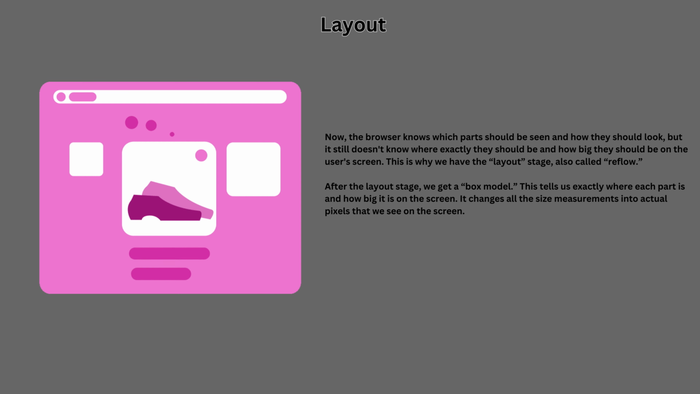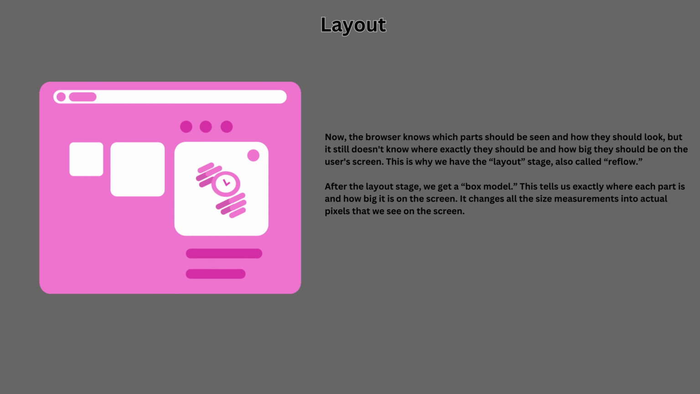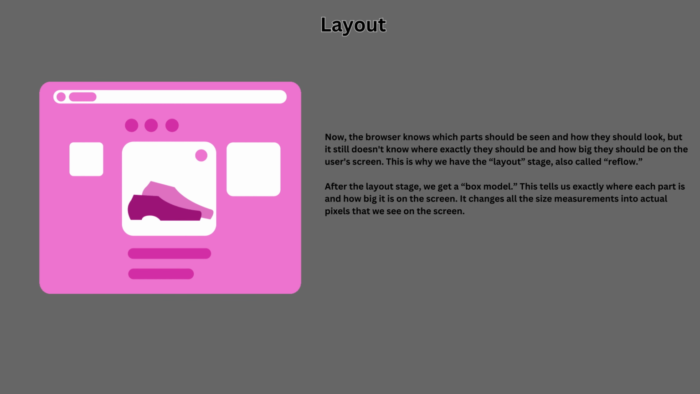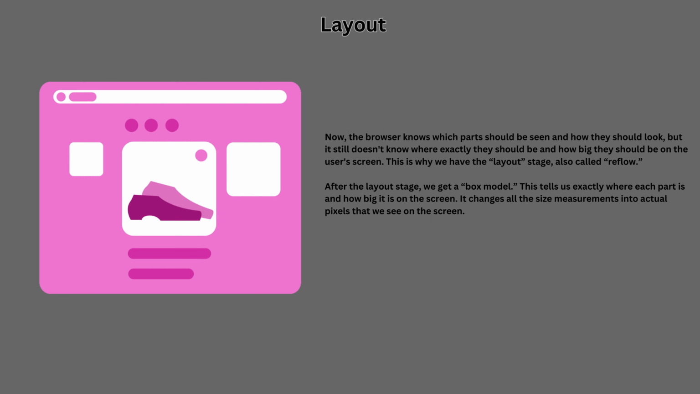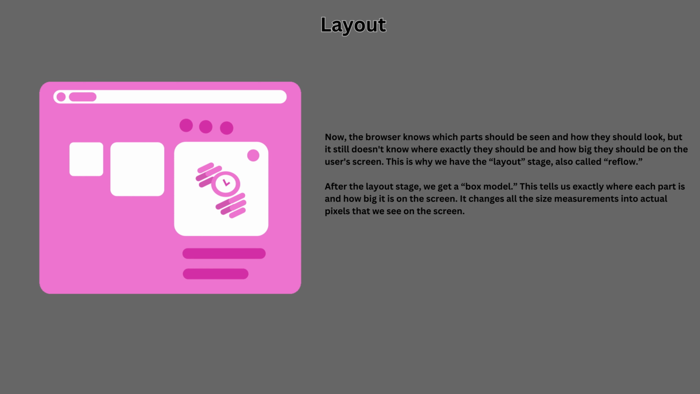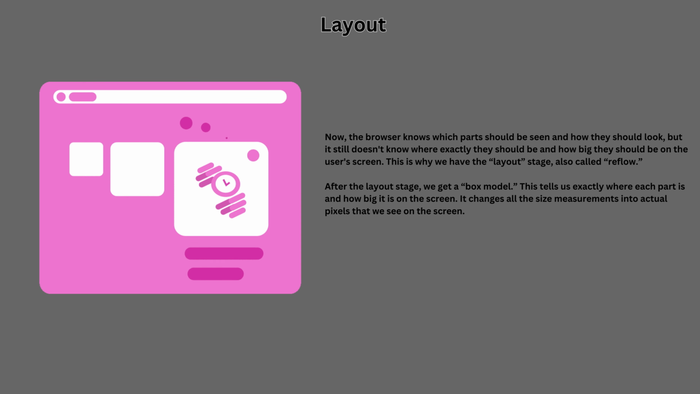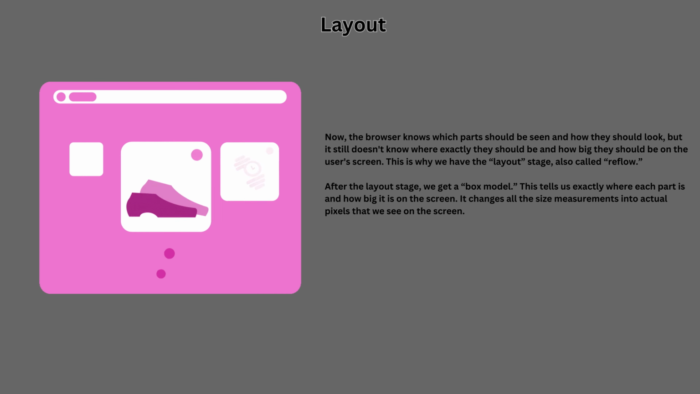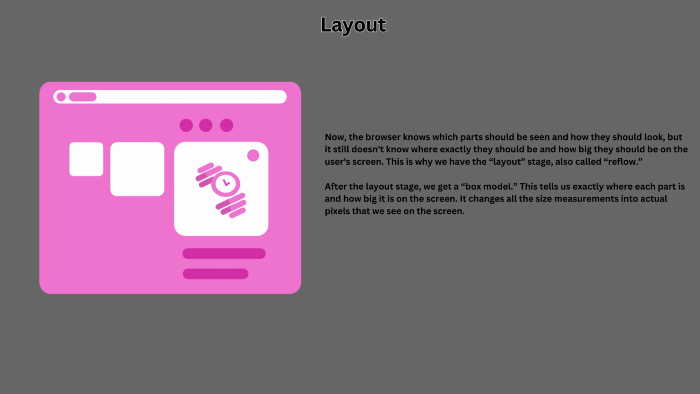Flow of layout calculation, recursively through the tree. Starting at the root of the render tree, the browser calculates the layout for each node, determining where each element should appear on the screen. Viewport consideration. The calculations consider the viewport size and handle different screen sizes and orientations.